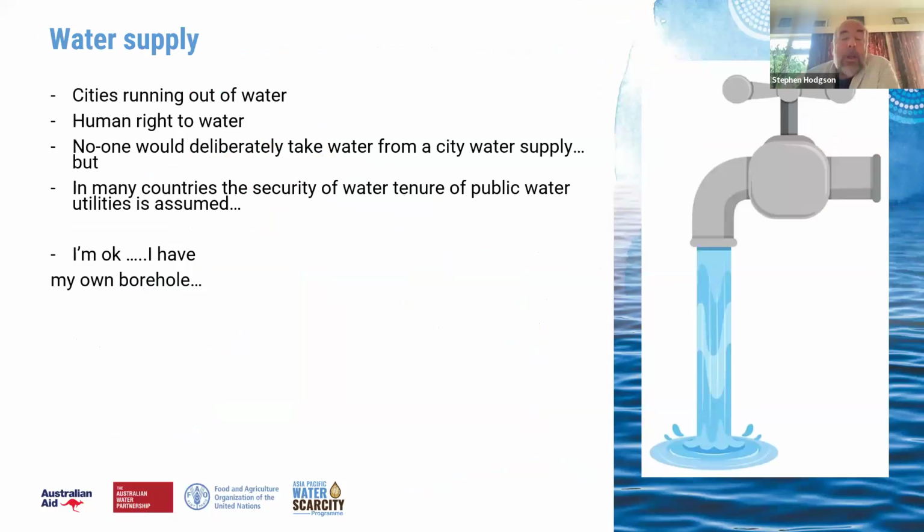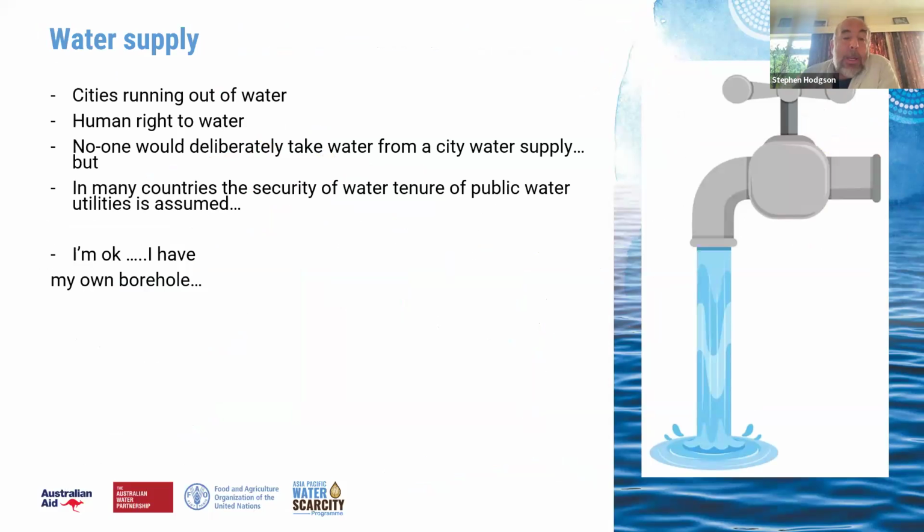Same also goes for water supply, for drinking water, the water we all need. The issue of cities running out of water is not a joke. It's happening more and more. Human right to water is obviously now widely recognized. No one would deliberately prevent a city from having enough water, but it's happening all the time. We assume that public water supply is protected, but actually it's not. And in very many places, people now use their own initiative. They have their own boreholes.